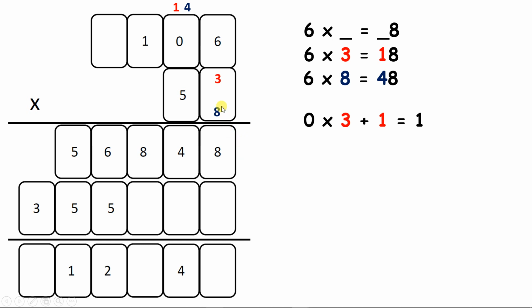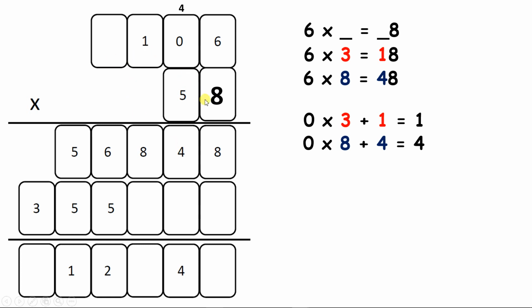If red was correct, the next step would be to do 0 times 3 and then add 1. And this gives us 1, but there's a 4 in our answer box. So let's try dark blue. 0 times 8 is 0, plus 4 is 4. So this works. The numbers that we've written in blue are correct. So we did 6 times 8 to get 48. We carried the 4, and then we did 0 times 8 plus 4 to get 4.